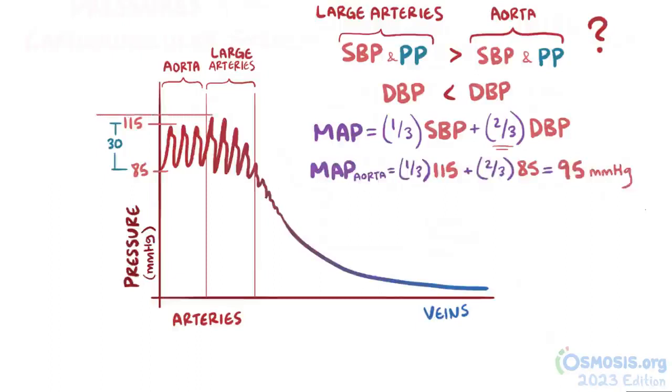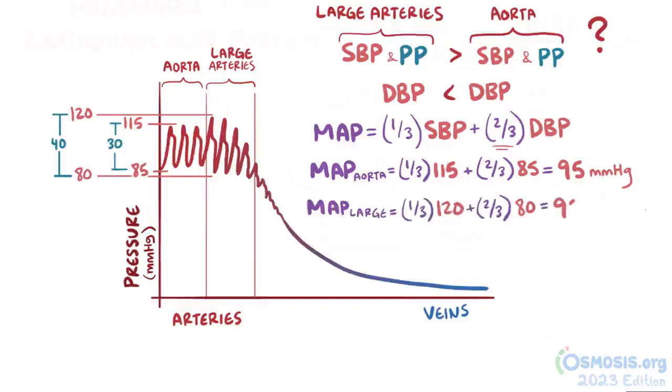Now, if the large artery's systolic blood pressure is 120, which is higher than the aorta, and diastolic blood pressure is 80, which is lower than the aorta, then the pulse pressure ends up being 40, which is also higher than the aorta. But we see that the mean arterial pressure ends up being 93 millimeters of mercury, which is actually lower than in the aorta like we'd expect.